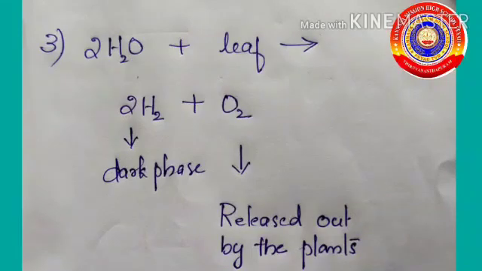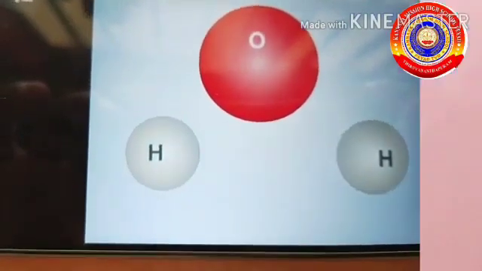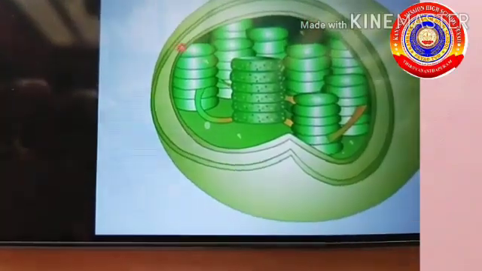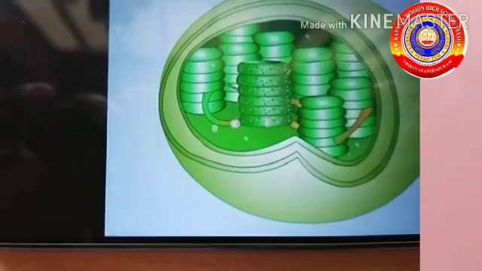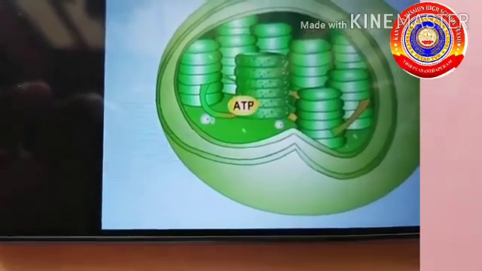This is the third point. Once again, when the water molecules touch the leaf, they split into hydrogen and oxygen. And this oxygen is released out, and that oxygen we are breathing. Hydrogen moves towards the second phase, that is the dark phase.